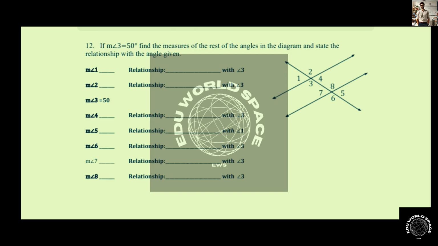If the measure of angle 3 is 50 degrees, then the measure of angle 1 would have to be 130 degrees. You may call this supplementary, you may call it a linear pair. Angle 2 has got to be 50. That is vertical with angle 3. Angle 4 has got to be 130. Its relationship with angle 3 is another linear pair. And linear pairs have to add up to 180 degrees.